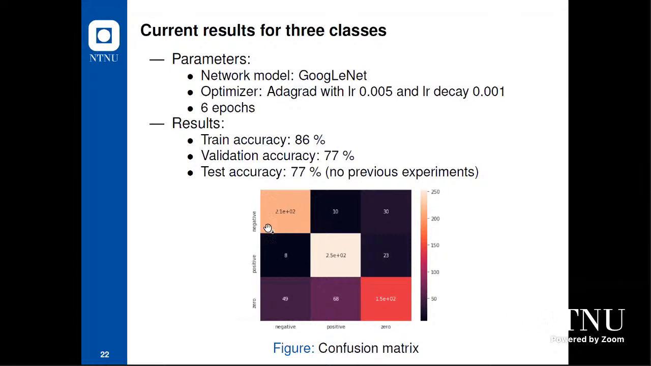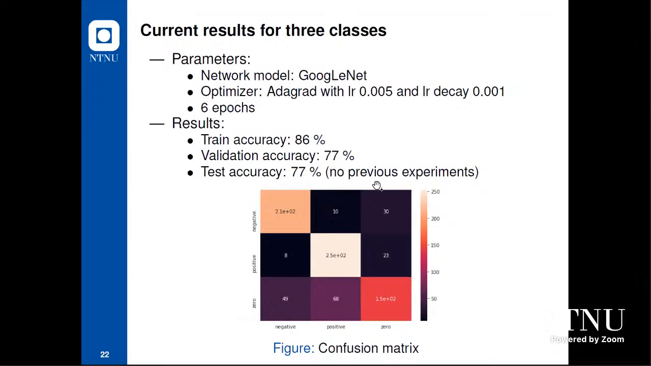For the three classes case, instead, I obtain a test accuracy of 77%, and this is my confusion matrix. The parameters for the network are almost the same. The learning rate and the learning rate decay are similar to the previous ones, but there are some small differences, and I managed to obtain this result in six epochs, which in computational time don't take a lot of time. On my computer, they take 1.5 minutes for each epoch. So in less than half an hour, I'm done with both of them. So the test accuracy in this case is 77%.